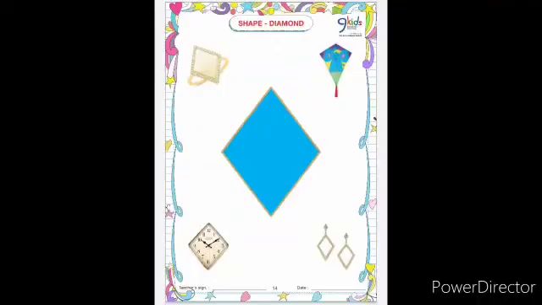Let's solve the worksheet. This is the worksheet of diamond shape. And look children, I have colored the diamond shape with blue color. And I hope you all have done the same way.